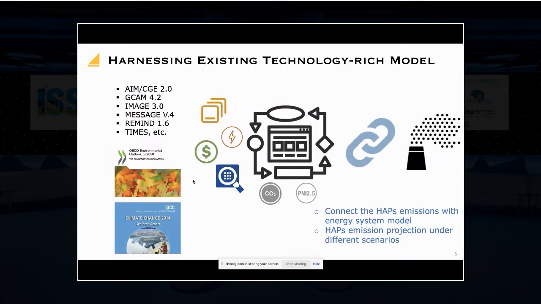One of them is taking advantage of technology-rich models to link HAPs pollutants to an already existing model. There are lots of famous technology-rich models, such as GCAM and TIMES. Those models have been widely used as official models for countries to provide energy and emission projections. On the emission projection side, it is usually PM2.5 or carbon emissions, because these large-scale technology-rich models include detailed technology, economic, and sectoral information, and are always used for scenario analysis. We think it is a good resource to connect the hazardous air pollutant emissions and provide HAPs projections under different scenarios.